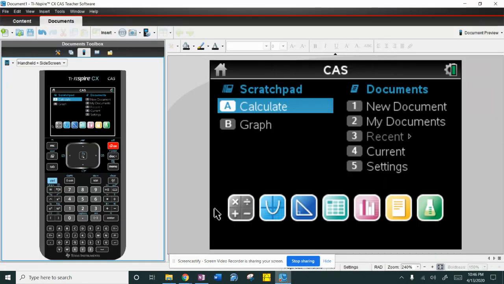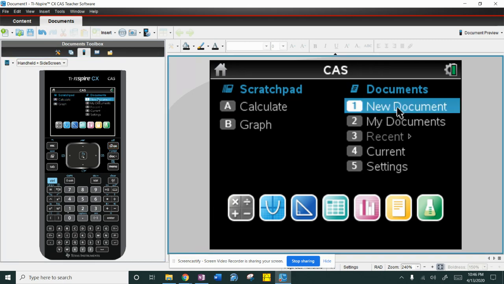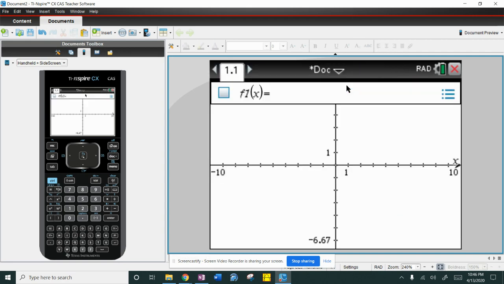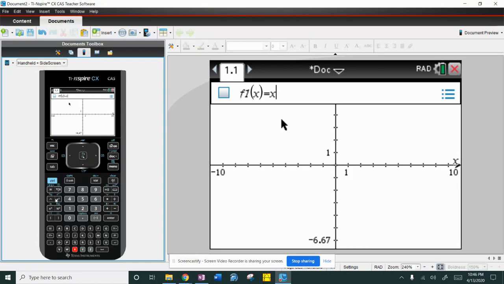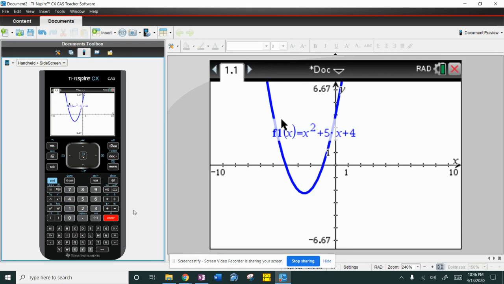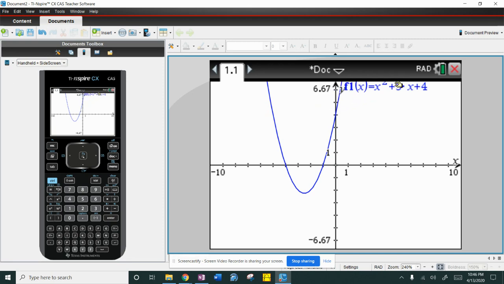If you have your calculator, you're going to go to the home screen, where I'm going to do a new document, and I am going to add a graph. And where it says f1 of x, I'm going to type in our function. So x squared plus 5x plus 4. And there's my parabola. I'm going to move this out of the way.